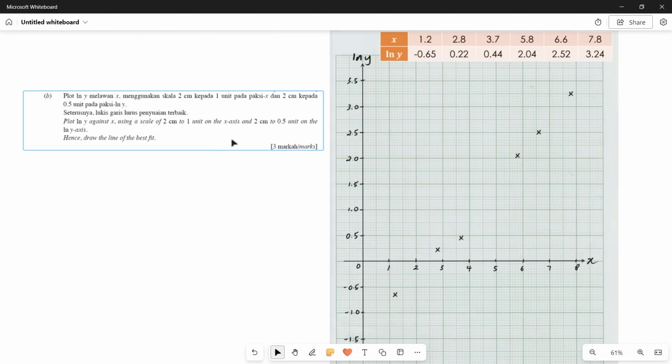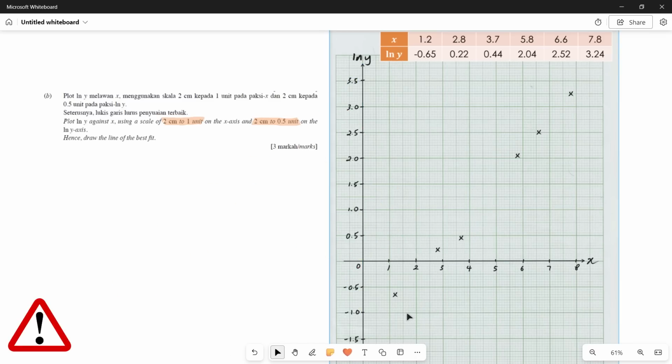So for part B, we are given the scales here. It says 2 cm to 1 unit on the x-axis. So 2 cm means one big box. So one big box, 1 unit. And for the rest of the values here, I'm just going to add 1. And for the ln y-axis, right? This axis is 2 cm to 0.5 units. So for one big box, 0.5 units. And for the rest of the values, I'm just going to add 0.5, and for those below, we would minus 0.5.